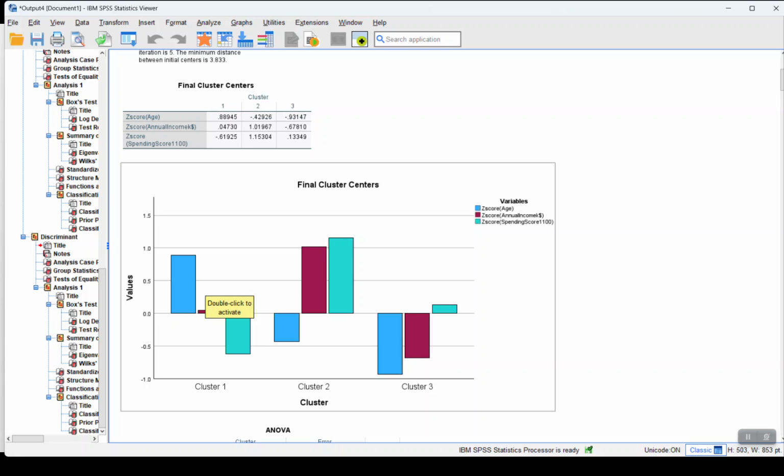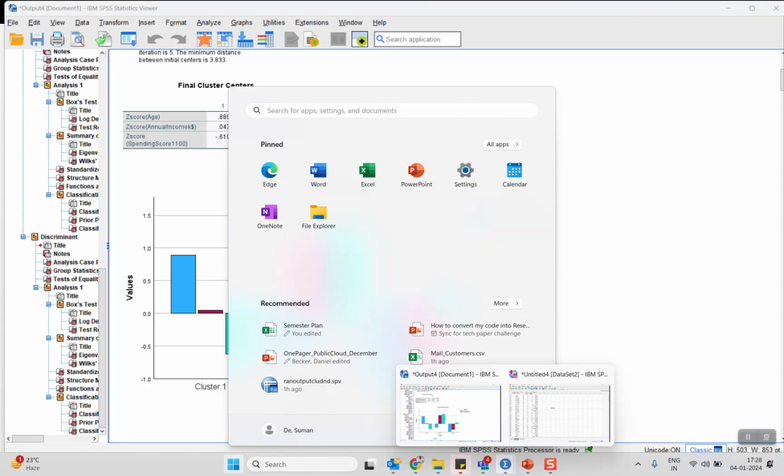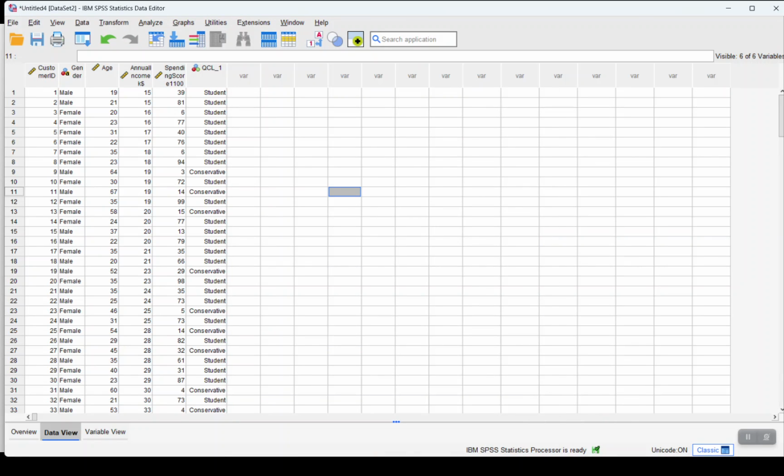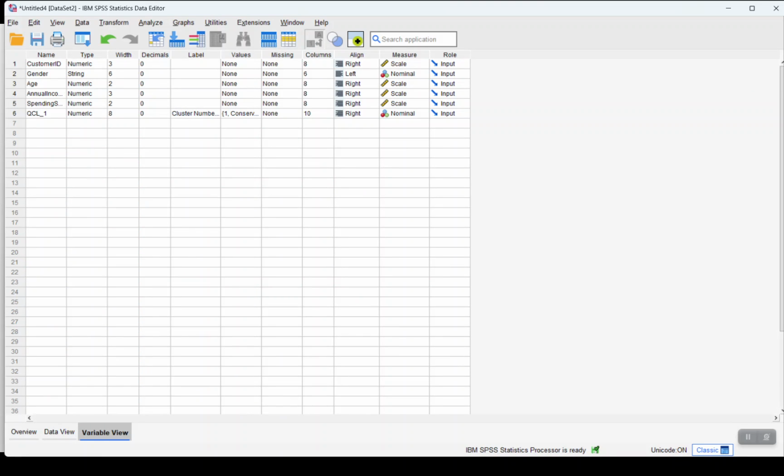But how do we use this for discriminant analysis? We have the same data set. For discriminant analysis, we have dependent and independent variables. The dependent variable is the cluster created for it, the three levels: impulsive, conservative, and student. The independent variables are scale or ordinal values. In this case, we'll consider age, annual income, and spending score.